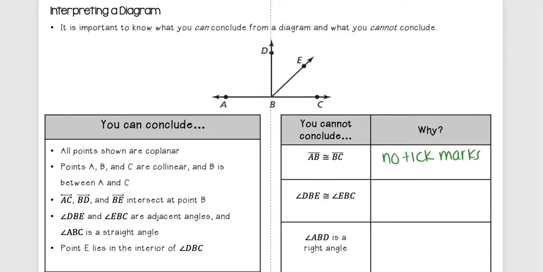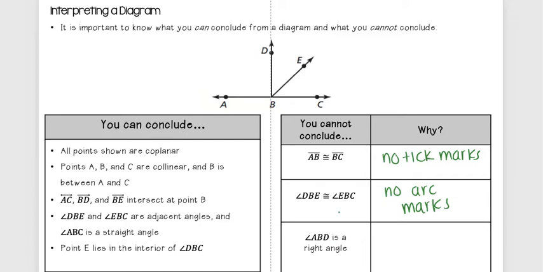Another thing I can't conclude is that DBE, this angle, is congruent to angle EBC. Why can't I conclude that? They really look like they're congruent. Well, I can't because there's no arc marks. And those are the arcs I just made. So in order for you to conclude that two angles are congruent from a diagram, these arcs that I just made have to be on there. If they're not, you can't conclude it.